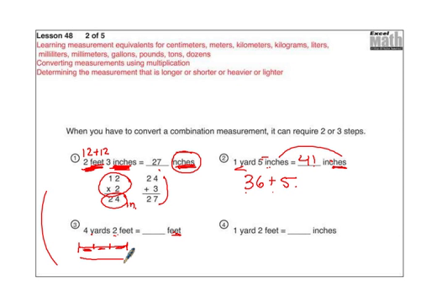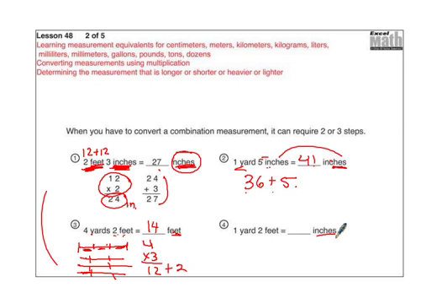So in 4 of these yards, we're going to have 4 threes, right? That's a very ugly drawing, but there's 3, 6, 9, 12. So you're going to do 4 times 3 to figure out how many feet that is, and then you're going to add on these 2 feet that are given to you here to make a total of 14 feet.